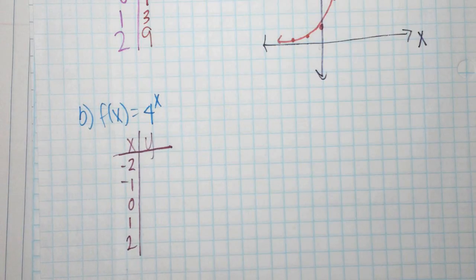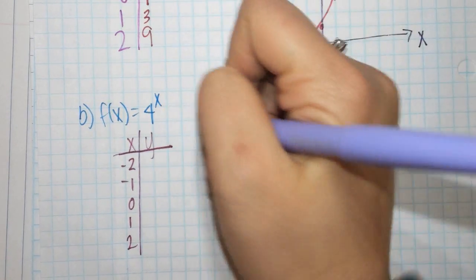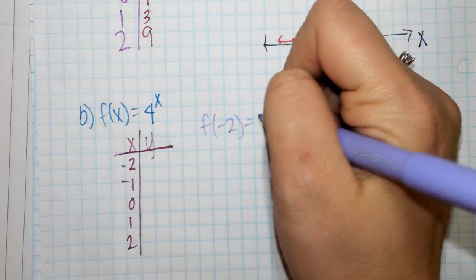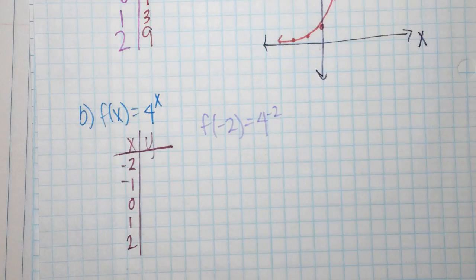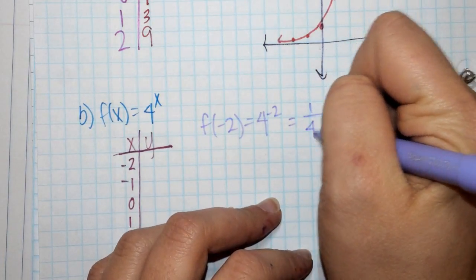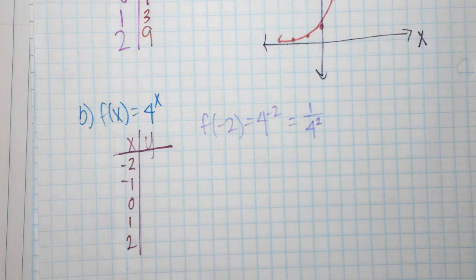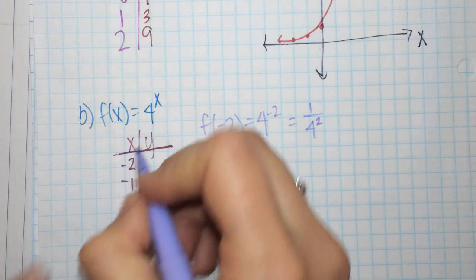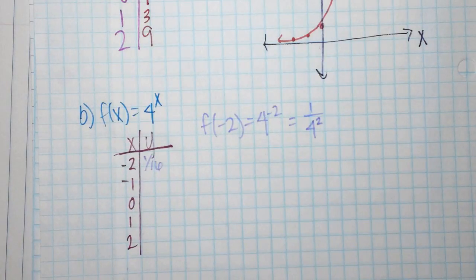Alright, so we have -2, -1, 0, 1, and 2. Use those every time. That way you don't have to think about what you're plugging in. Now we're going to plug in f at -2, which is 4 to the -2. Can we have a negative exponent? What do we do? So it becomes 1 divided by 4 squared. What is 4 squared? So it's 1/16. Put 1 divided by 16.